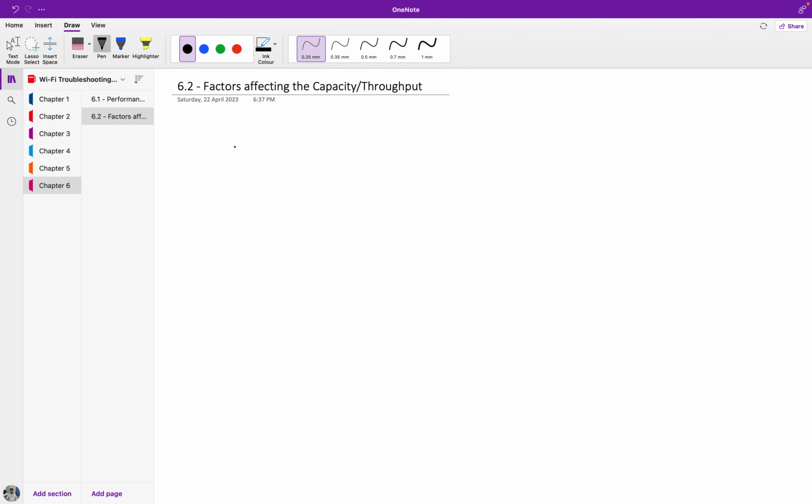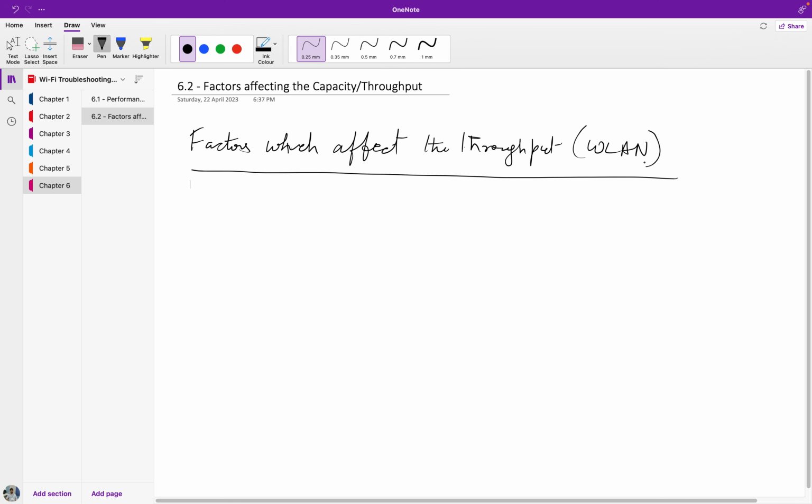So in the last video, we spoke about the factors that affected the range of an access point. In this video, we'll talk about the factors which will affect the throughput of a WLAN environment. Let's take a look at a few of them.